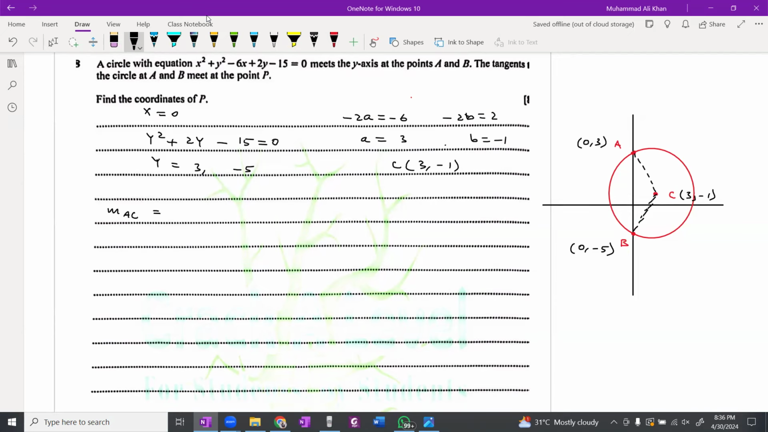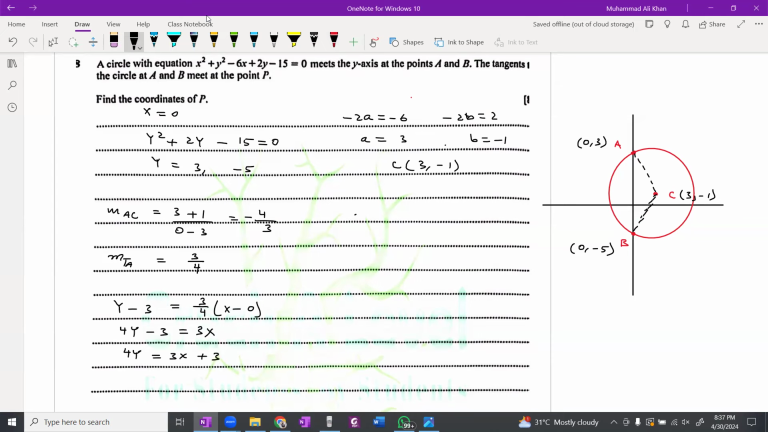So now, I'm calculating the gradient of AC. Gradient of AC is y2 minus y1, 3 plus 1, over x2 minus x1, 0 minus 3. So the gradient is 4 upon 3 with a negative sign. So the gradient of the tangent at A is 3 upon 4, the negative reciprocal. Now by using y minus y1, the coordinate of A, equals m times x minus x1, cross multiplication gives 4y minus 12 equals 3x, and 4y equals 3x plus 12.